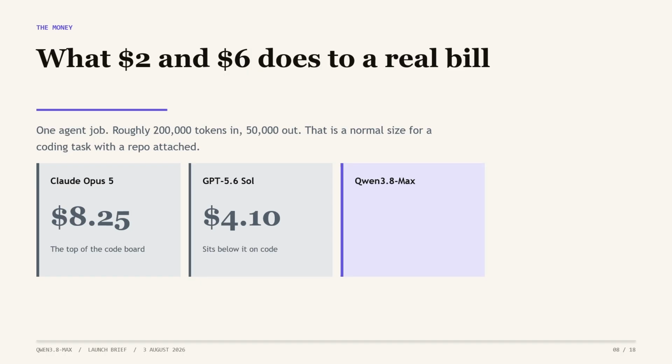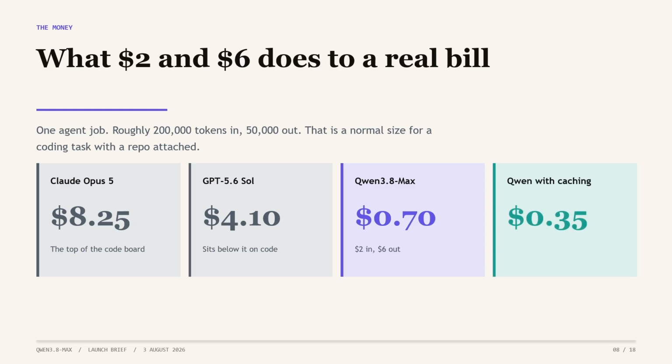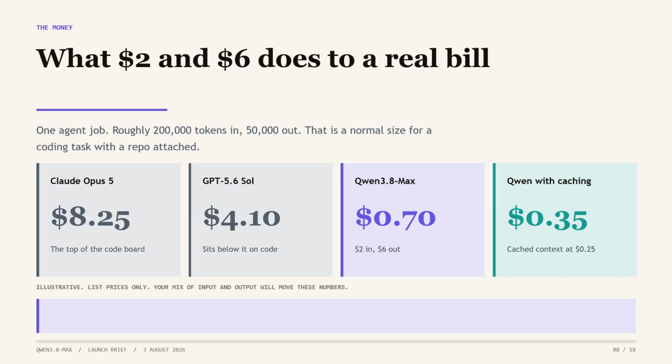And if most of your input is cached, which it is when you keep asking about the same repo, it drops to about 35 cents only. Same job, roughly a tenth of the price. This is the part that changes behavior. When a job costs $8, you think before you run it. When it costs 35 cents, you just run it and then you run it 50 more times.